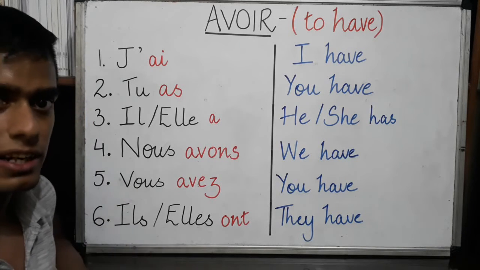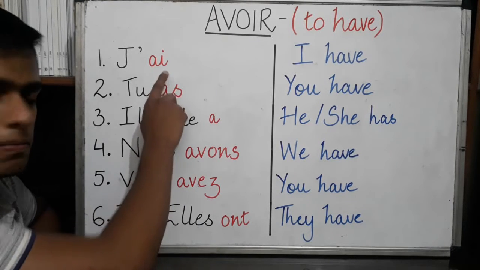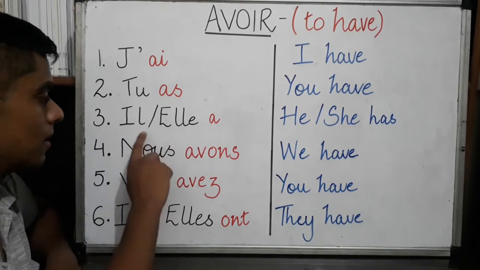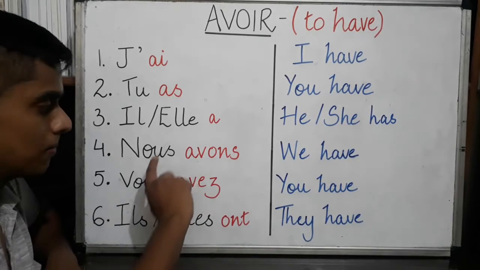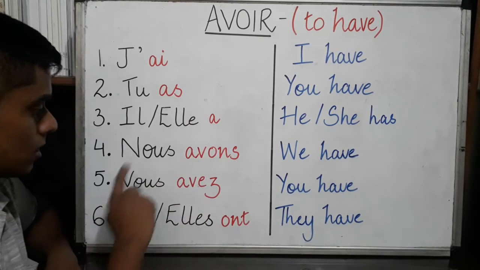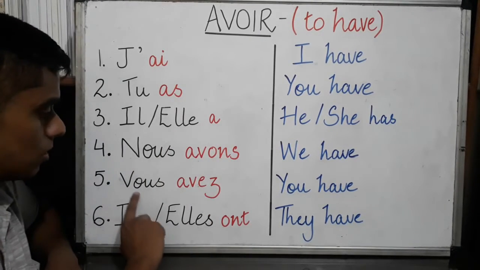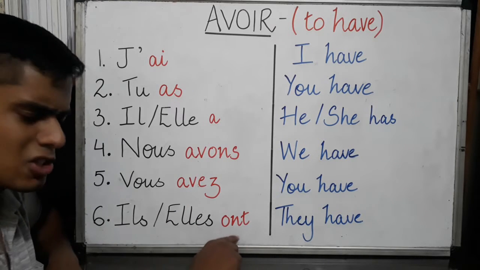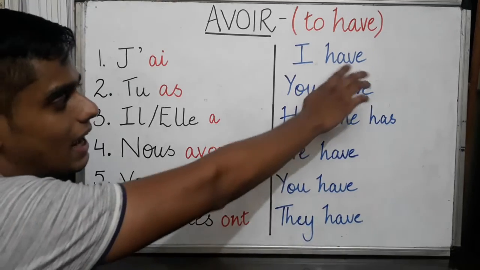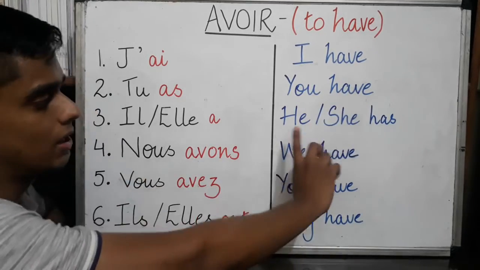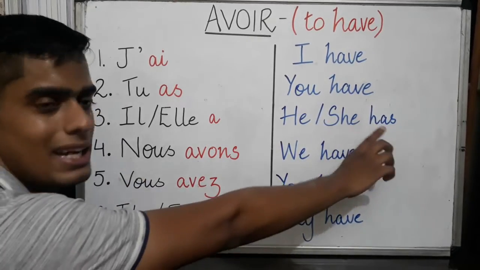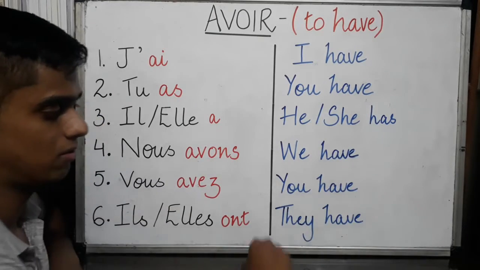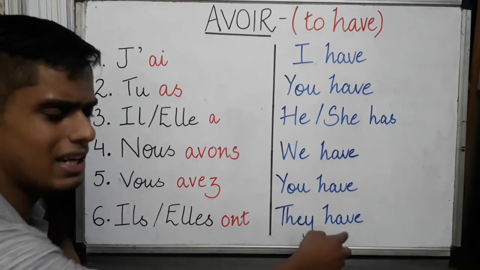So let's revise it again. J'ai, tu as, il a, elle a, nous avons, vous avez, ils ont, elles ont. I have, you have, he has, she has. We have, you have, they have.